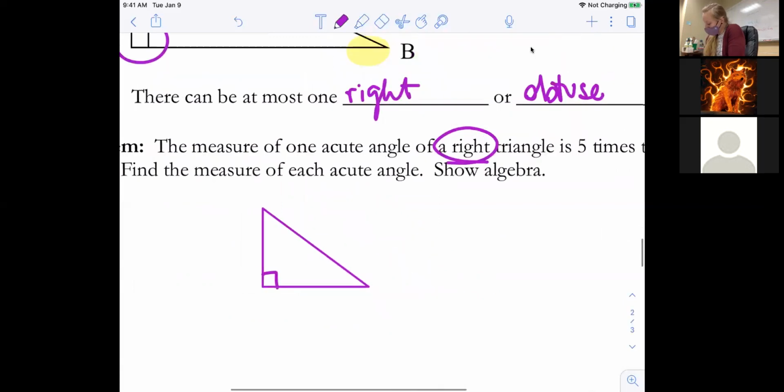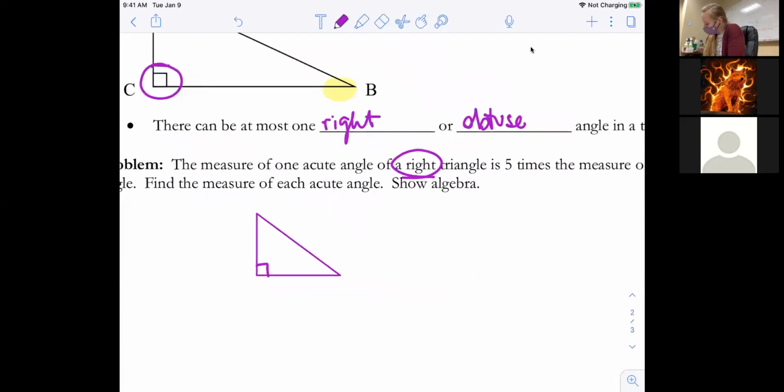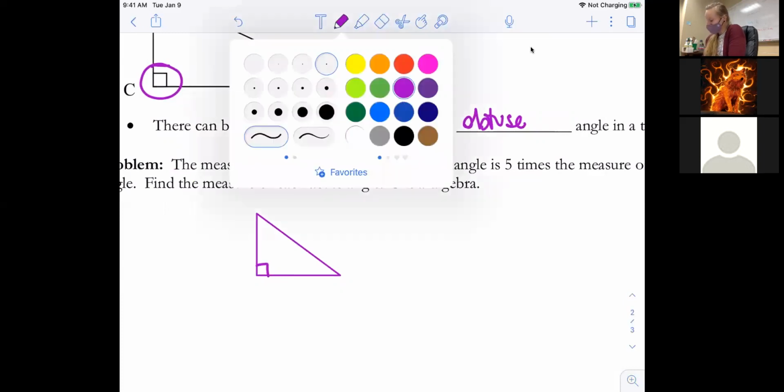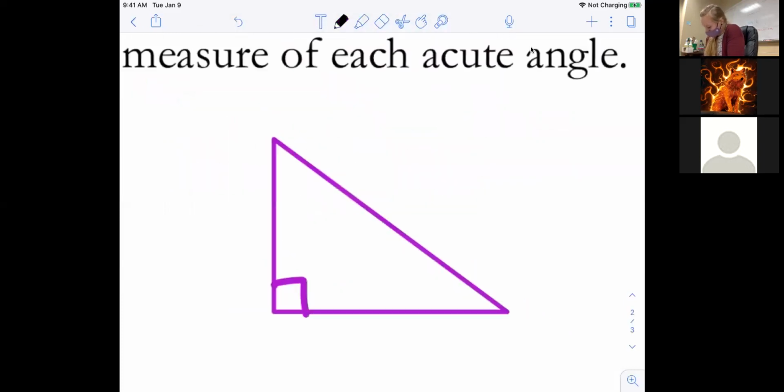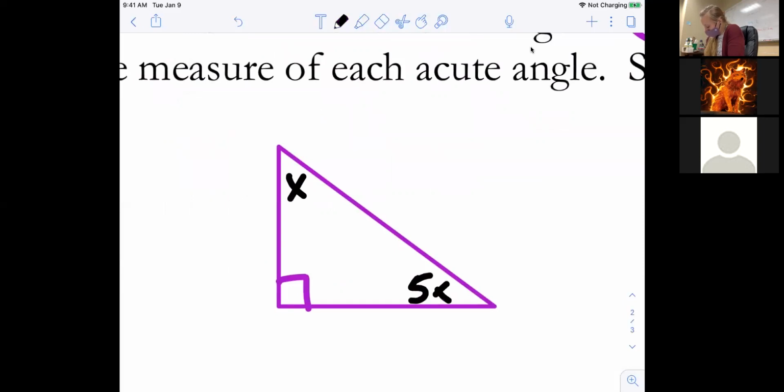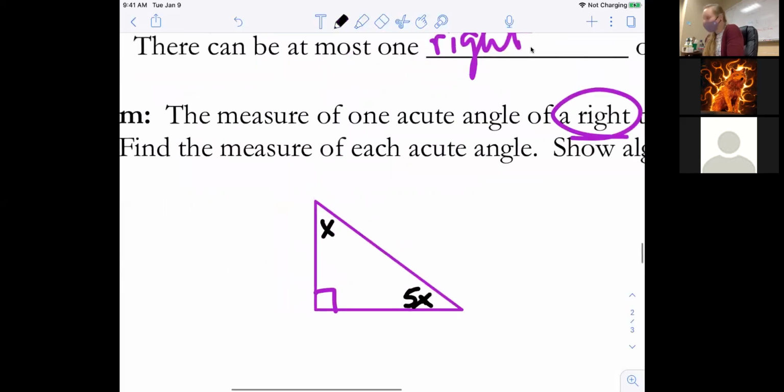My other angles, it says the measure of one is 5 times the measure of the other. What should I label these angles? Jane? X and 5x, very good. One of them has to be just x, and the other one is 5 times that, so x and 5x. How would I go about solving this? How would I find x? Cooper? It depends on what you want. What are you setting them equal to?